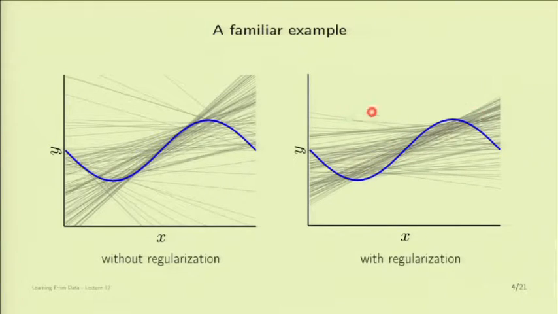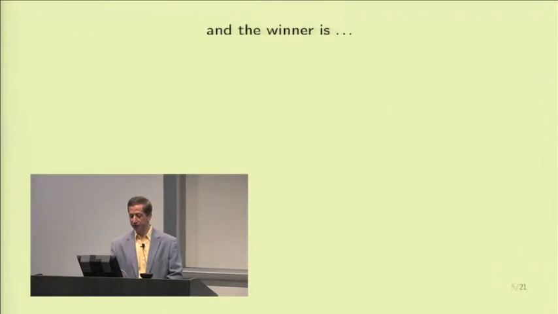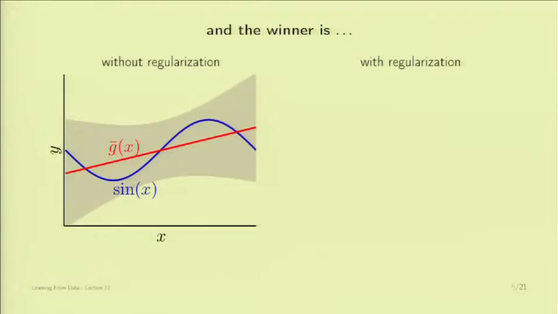Nonetheless, it looks like the variance here has been diminished, but we don't have to judge it visually. We can go to our standard quantities, the bias and variance, and do a complete analysis here and see which one wins. Okay? So let's see who the winner is. This is without regularization versus with regularization. We have seen without regularization before.